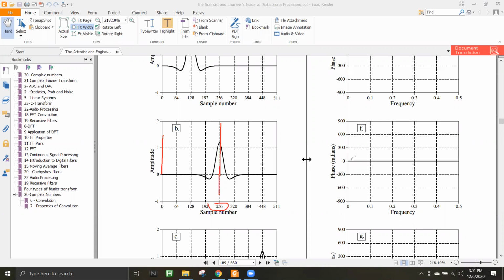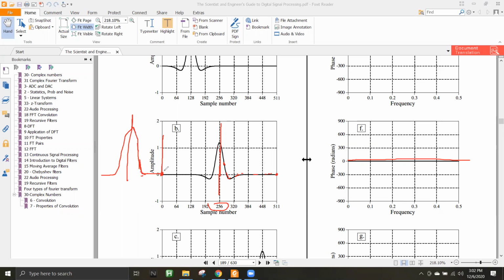The phase is 0 because the signal is symmetrical around sample 0. We can think of it in the frequency domain: it can be repeated to the left and right equally, right? You can take this period and repeat it to the left. So this point would be connected to this point, and all the samples before it would come here. So you would get the same shape here as well.